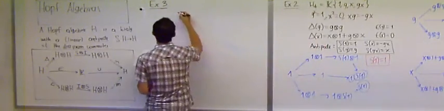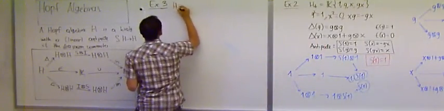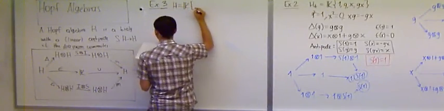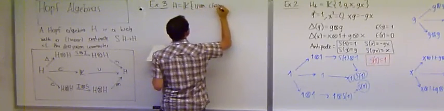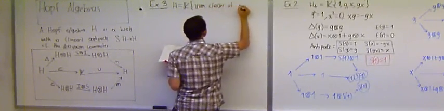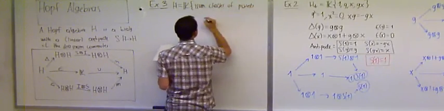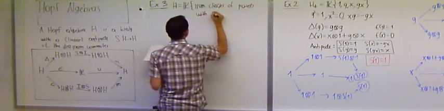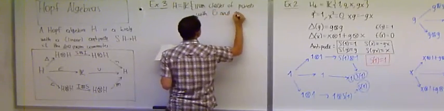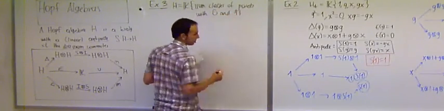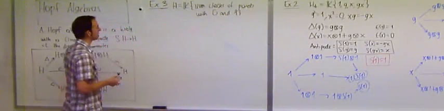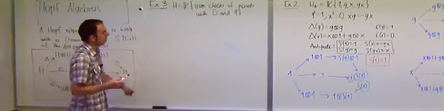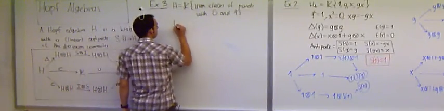What if I consider the bialgebra of posets that we discussed last time? So isomorphism classes of posets with a bottom element and a top element. We saw that's a bialgebra. We proved it last time. Is there an antipode?